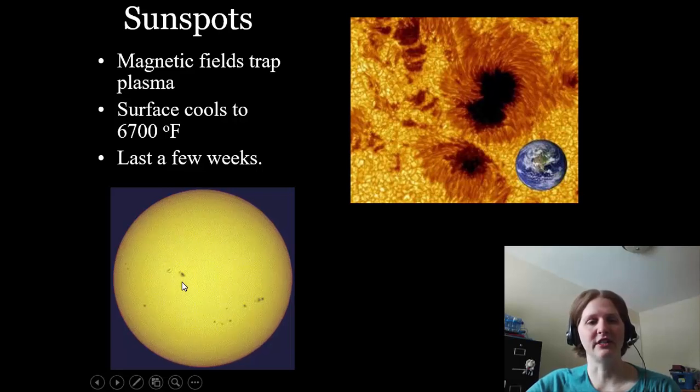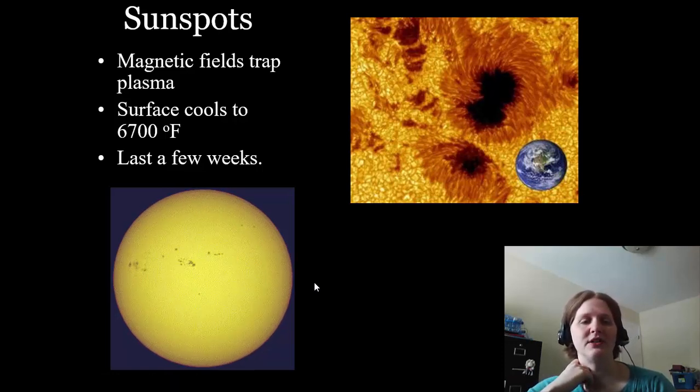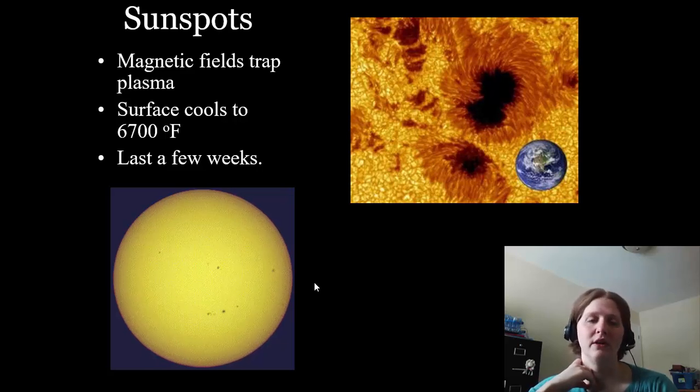Here's a little video of watching the sunspots turning with the sun. And watching the sunspots rotate around with the sun was the first way we could actually figure out that the sun does rotate and how long it takes to go around once. 25 days at the equator, 30 days at the pole.